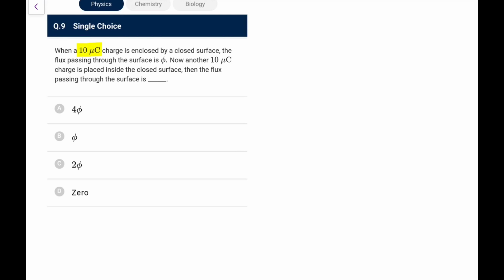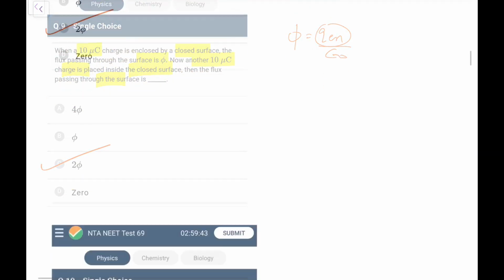When a 10 microcoulomb charge is enclosed by a closed surface, the flux through the surface is phi. Now another 10 microcoulomb charge is placed inside the closed surface, then the flux passing through the surface will be? So we know flux is Q enclosed upon epsilon naught. So Q enclosed is doubled, so flux will be doubled, that is for sure. So that will become 2 phi. Now the next one, 10th.